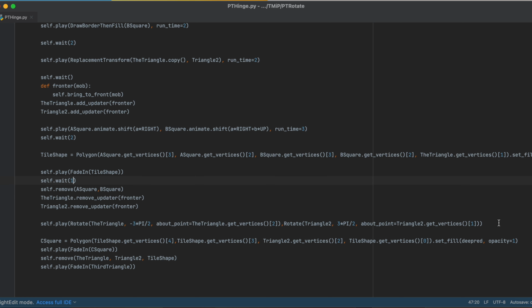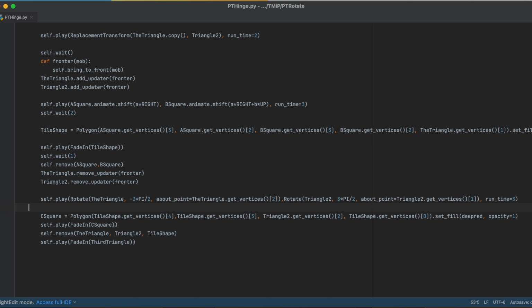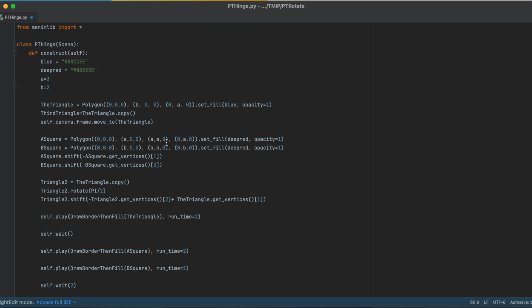Remove all those things. I want this rotation to be dramatic, so I'm going to runtime it at 3 seconds, actually. And then I'll let that wait for a second. And then I'll fade in the C square and let that wait. And then I'll fade in the third triangle. And then I guess I might as well do the same thing with the A square and the B square.